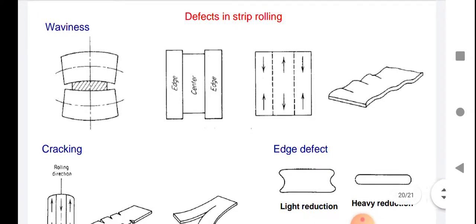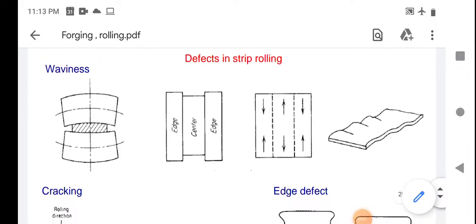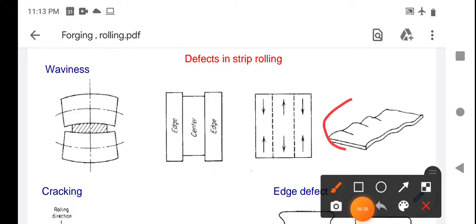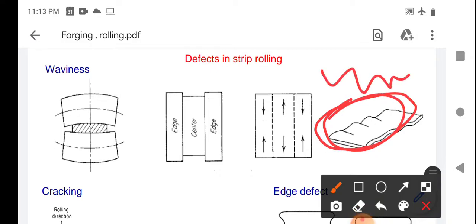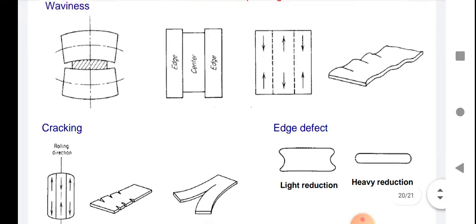If we talk about defects during the rolling operation, one is waviness. As you see in this figure, in rolling, the central part is more compressed or less compressed than the edges. So after the operation we get this type of sheet, where waviness occurs on the edges of the sheet because of the high force on the edge side of the sheet.